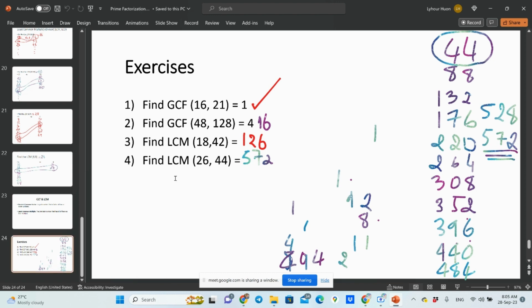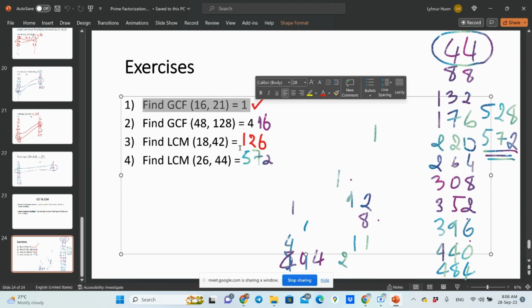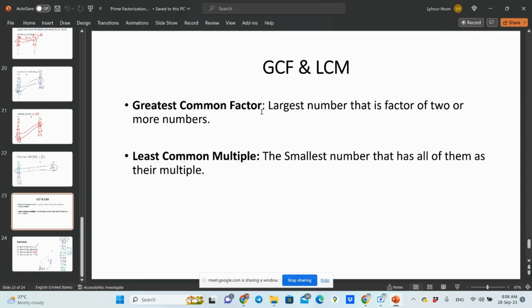So yesterday we came to the GCF and LCM. We already know the concept of finding both of them. To find the greatest common factor, we first factorize the numbers and find the greatest one. The definition is: the greatest common factor is the largest number that is a common factor of two or more numbers. But to find the least common multiple, we multiply the number and find the least common one.